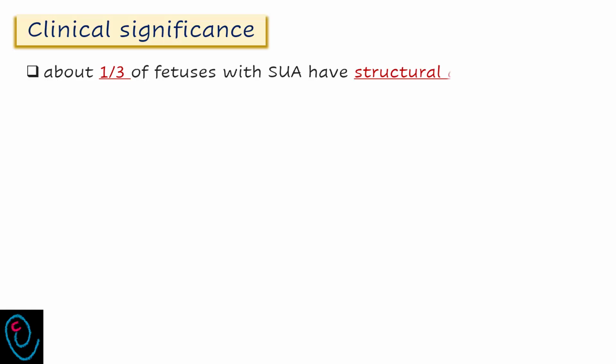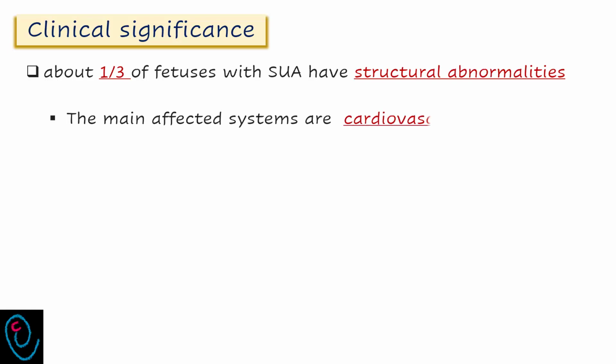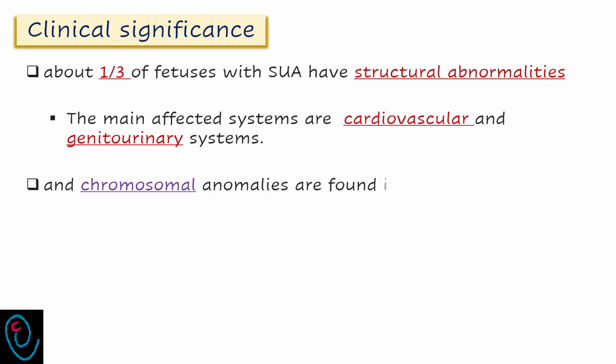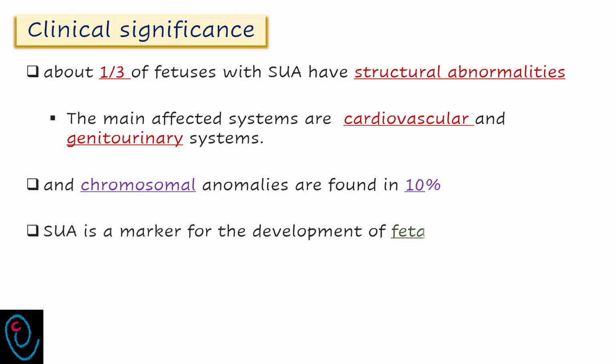About 1/3 of fetuses with single umbilical artery have structural abnormalities. The main affected systems are the cardiovascular and the genitourinary systems. In addition, chromosomal anomalies are found in 10%. Single umbilical artery is a marker for the development of fetal growth restriction and premature birth.